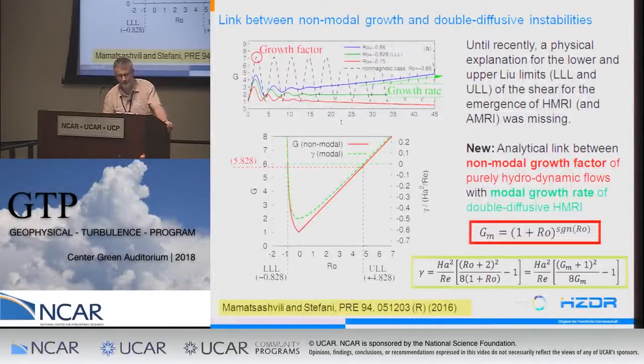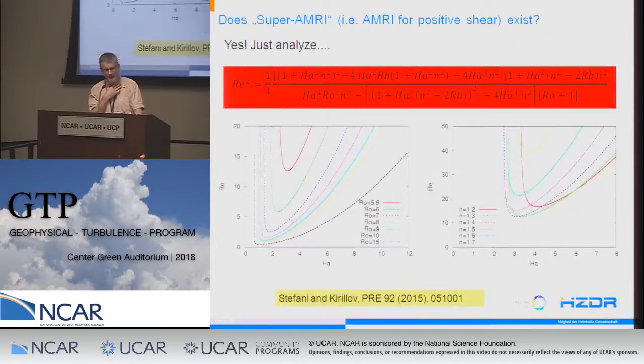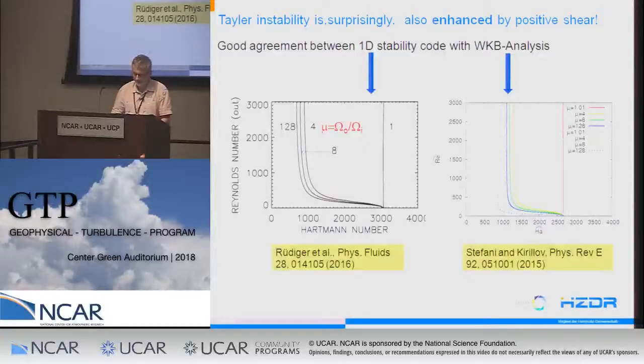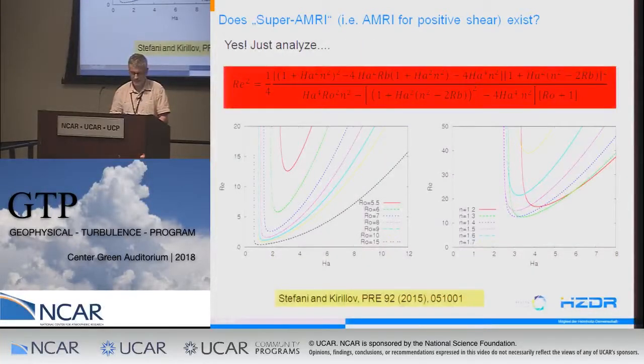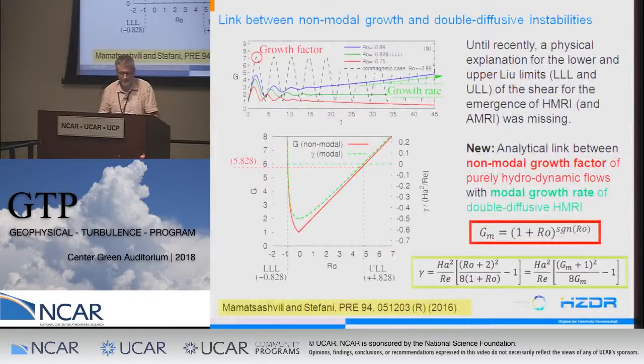I would like to present one slide about a recent result we have obtained with Georgi Mamatsashvili, which I really like. Until recently, it was not known what is the physical explanation for the existence of the lower and upper Liu limits of the helical MRI. And George Mamatsashvili was able to show a quite deep connection, I believe, between the non-modal growth and the linear growth rate of our double diffusive instabilities.